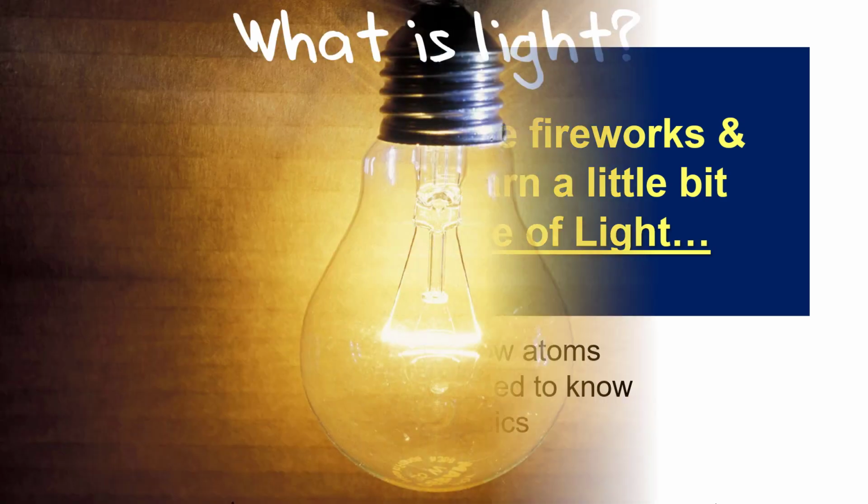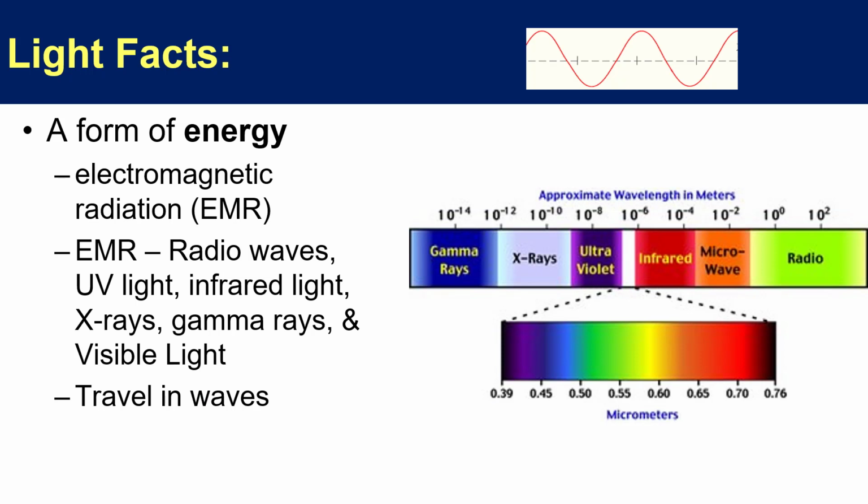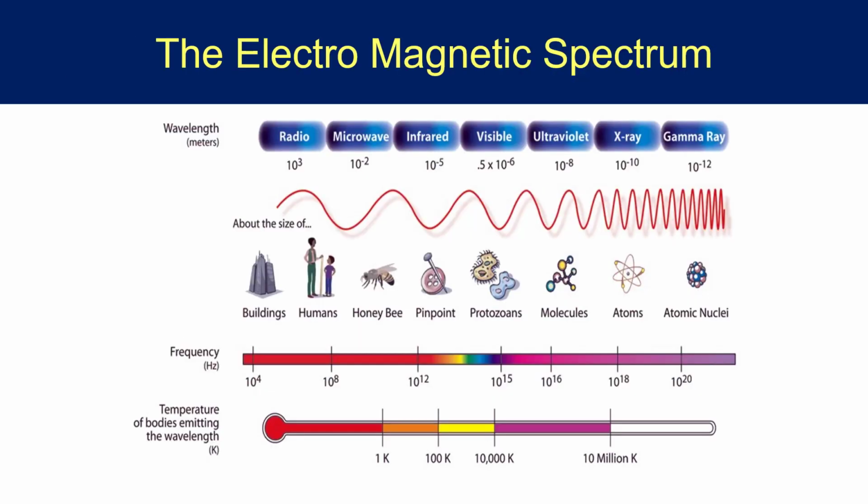So let's go. So what is light exactly? Well, light is a form of energy, and it is electromagnetic radiation, which from here on out we will probably refer to as EMR. Electromagnetic radiation is not specifically reserved just for light. There are many different types, from radio waves to UV lights to infrared to X-rays, gamma, and of course visible light. They make up the electromagnetic spectrum, and they travel in waves.